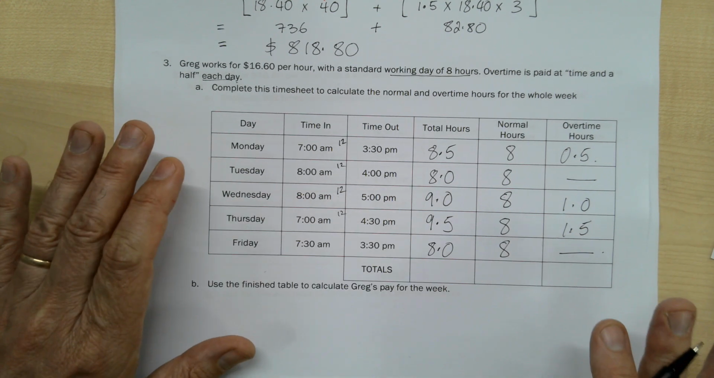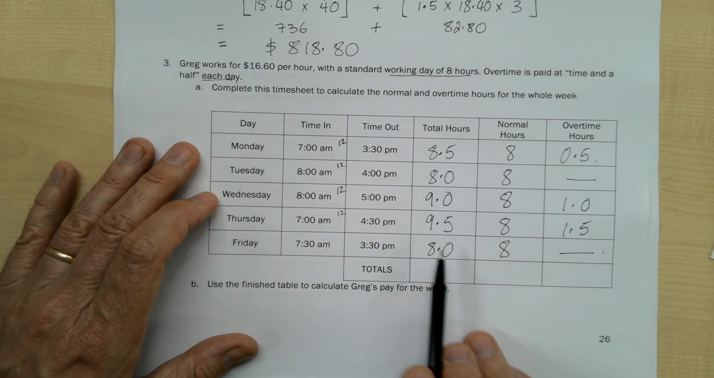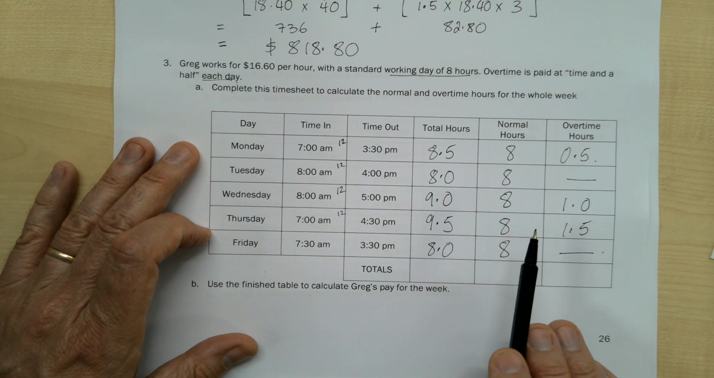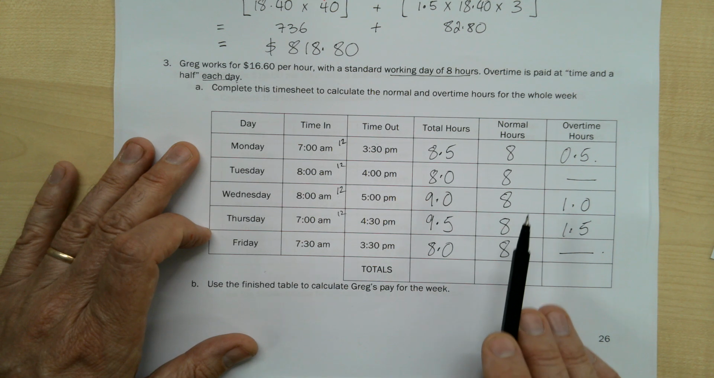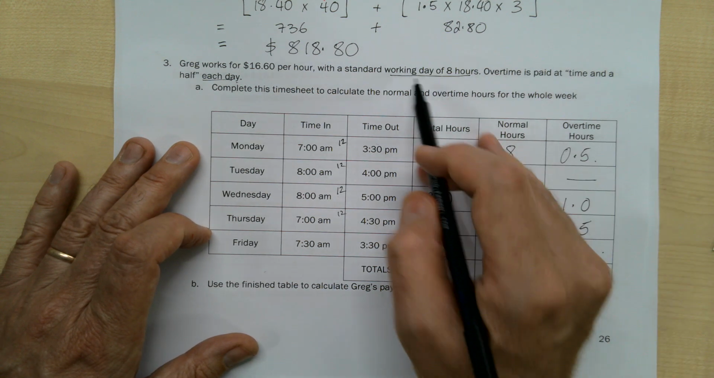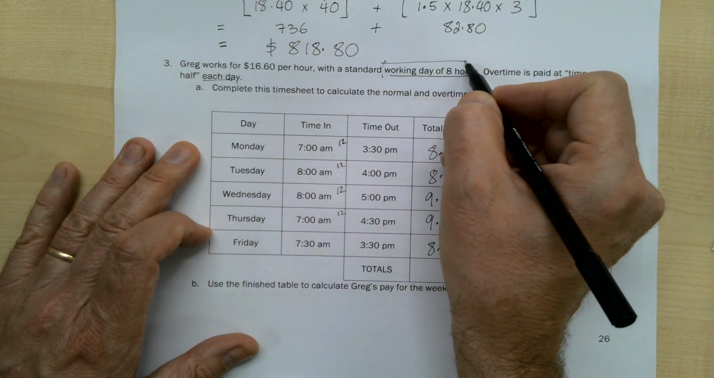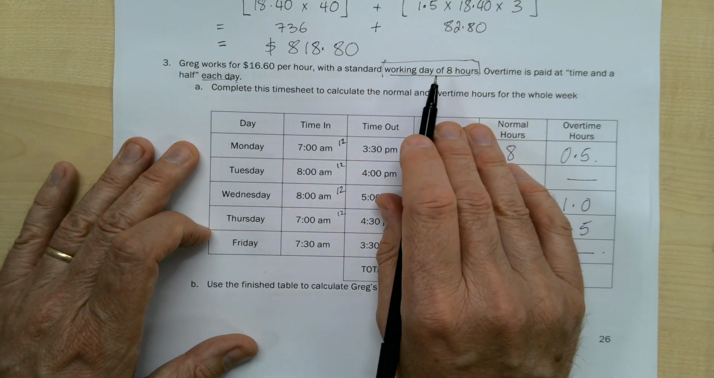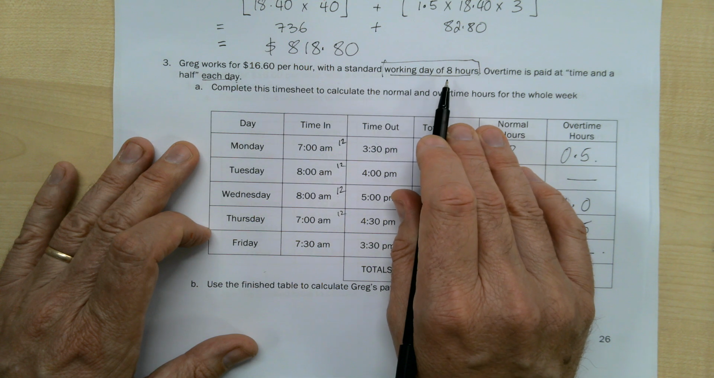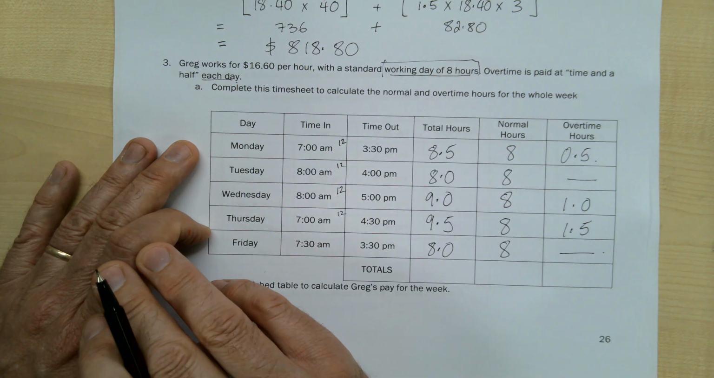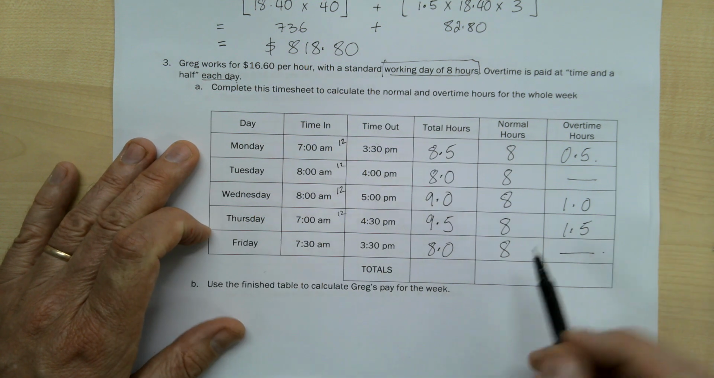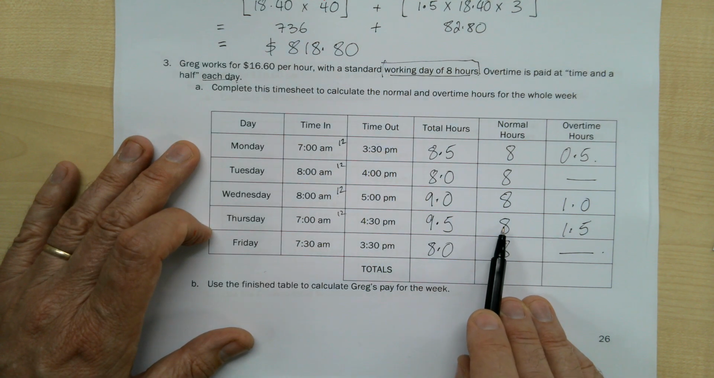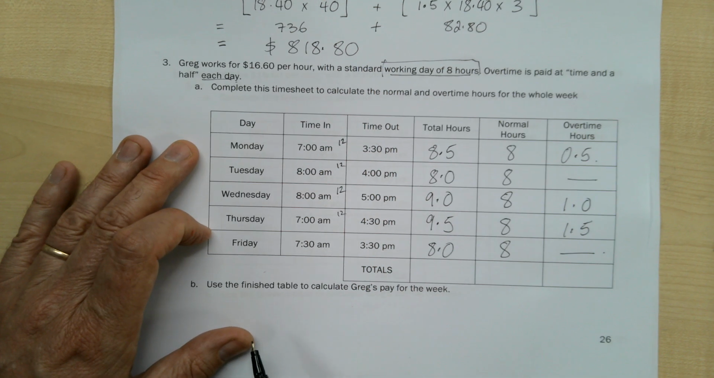Now, just pause there for a second. Let's say one day ended up being 7 hours. Then that's just 7 normal hours. This isn't saying every day must be 8 hours. What it's saying is everything up to 8 hours is considered at the normal rate. So if there was one here that was maybe 6 hours, then there would be 6 normal hours and no overtime.